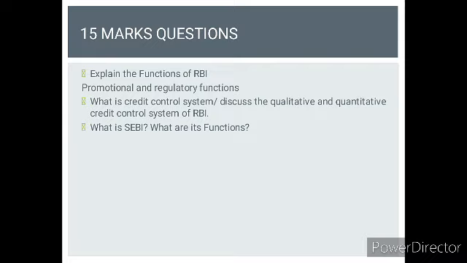And finally, for 15 marks, one more question: what is SEBI, and explain the functions of SEBI. See, this is a question which is repeatedly asked from this particular chapter. So what is SEBI? It is a platform which takes care of all the share trading activity in the interest of investors. And what are the functions? The functions are broadly classified into regulatory function and development function, and you have to explain those things.